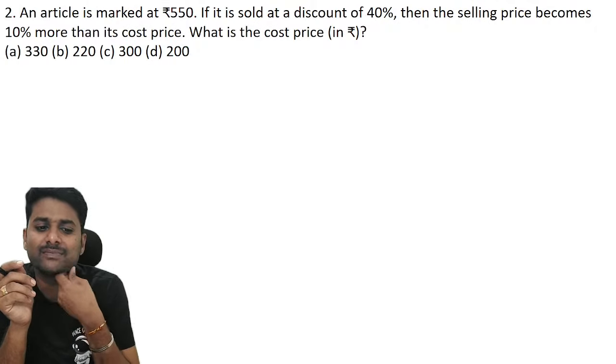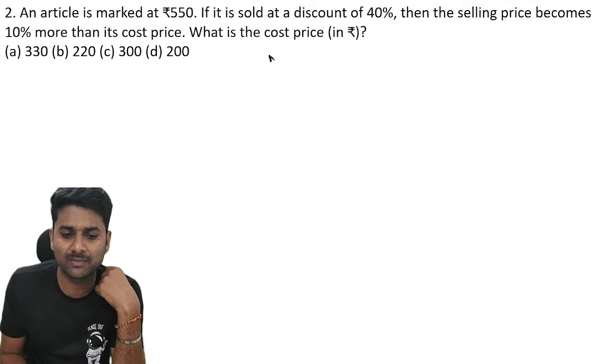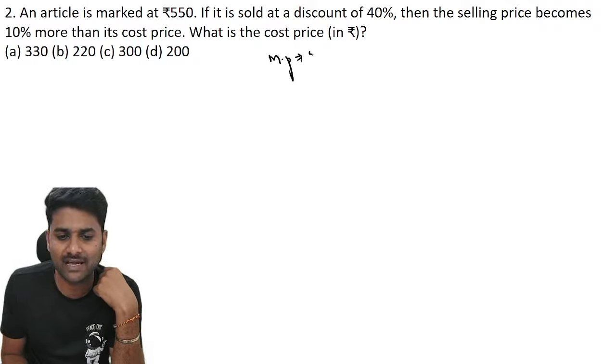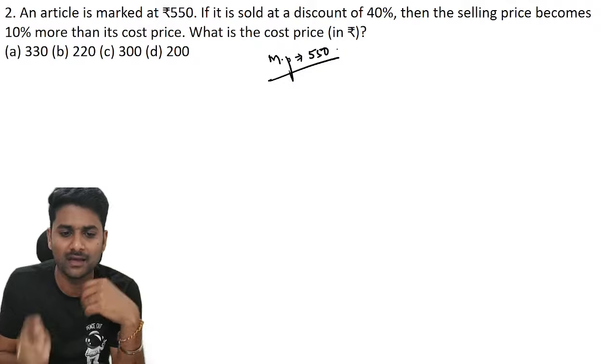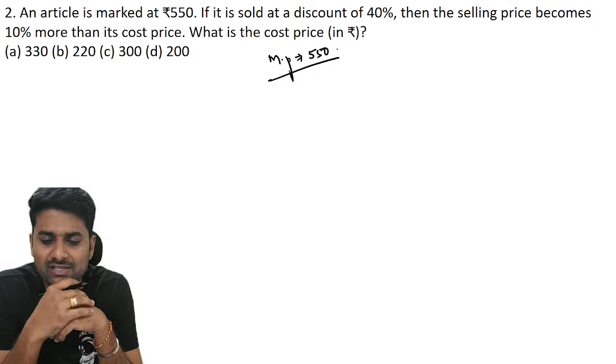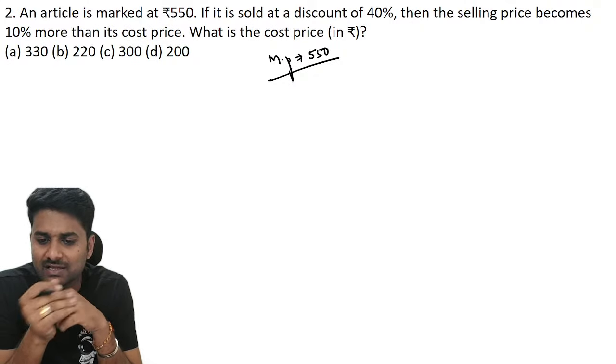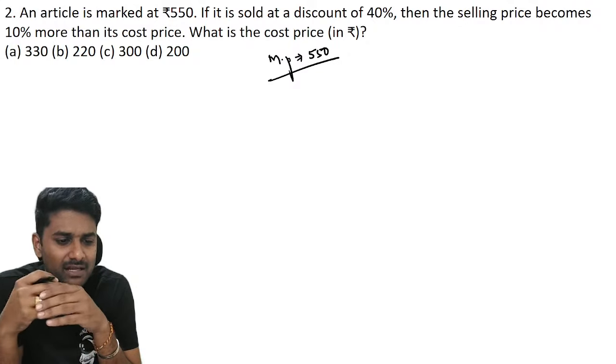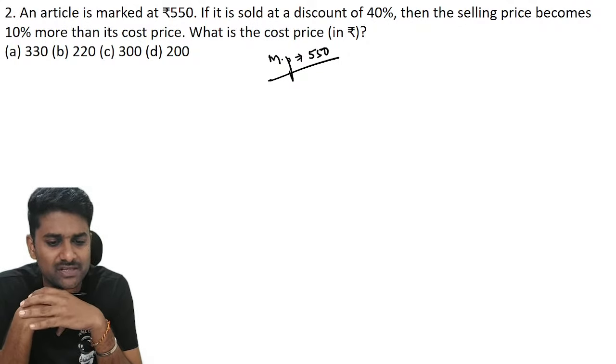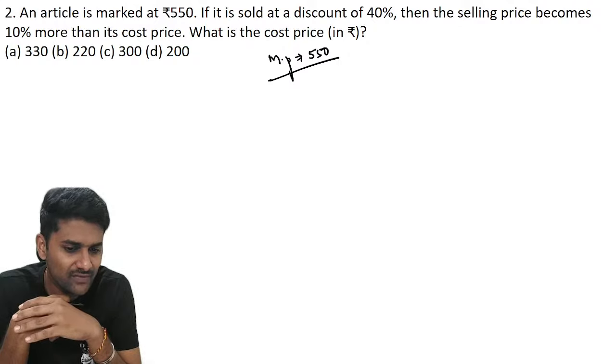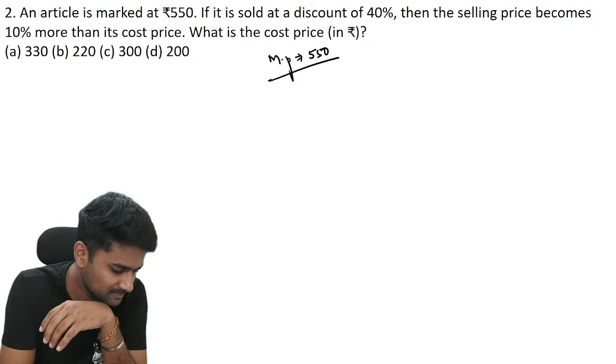An article is marked. Marked is all about market price. The market price is given as 450. If it is sold at a discount of 40 percent, then the selling price becomes 10 percent more than its cost price. So you should identify what the cost price is.